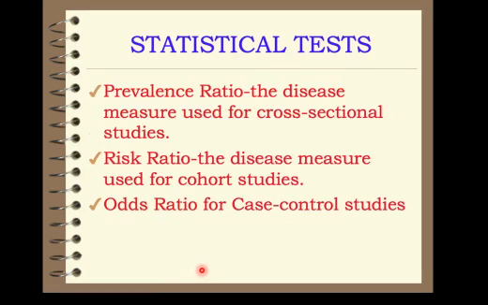Now, prevalence ratio, we told you, is used for a cross-sectional study, and risk ratio for a cohort study, and odds ratio can be used for a case control study. But mind you, that odds ratio can also be used in a prevalence study, in a cross-sectional study, or in a cohort study. We actually discussed this to you when we discussed research design.